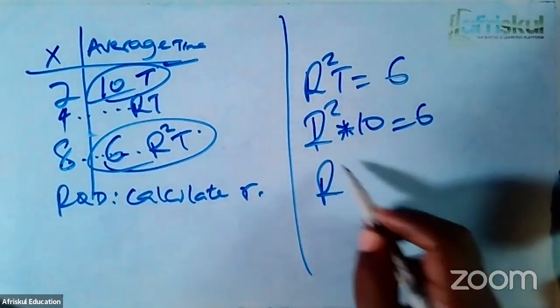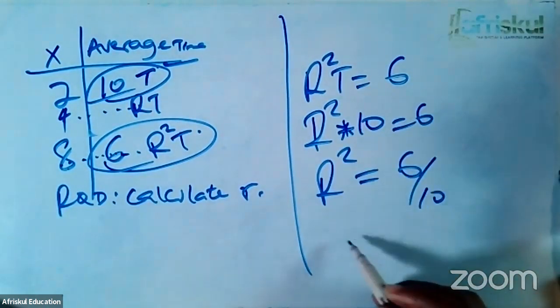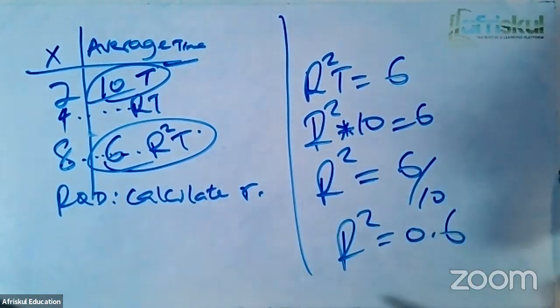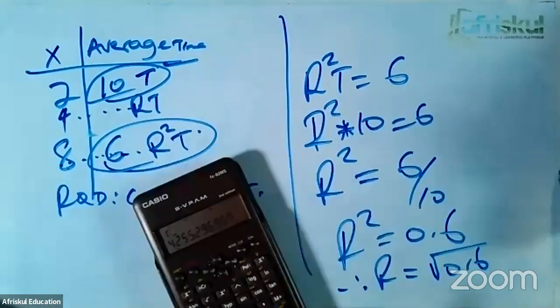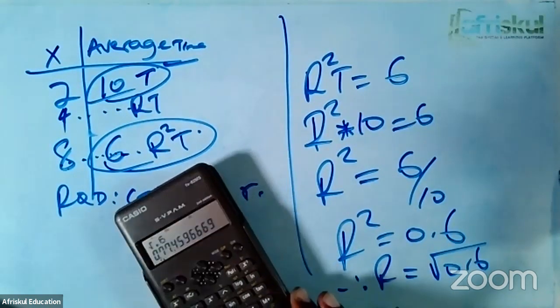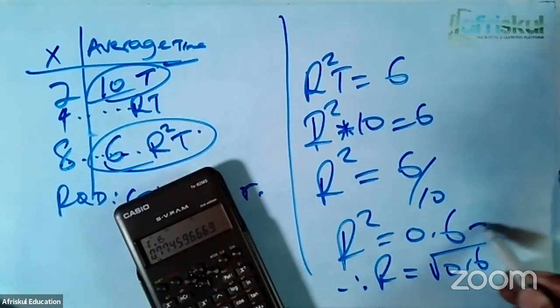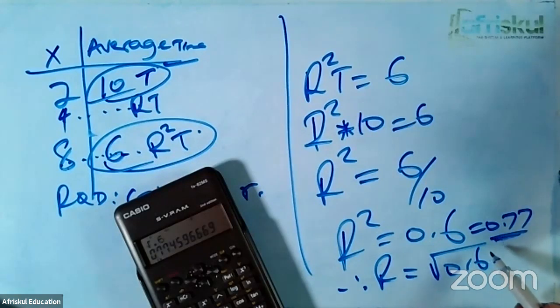Meaning that our R squared will be 6 out of 10. Our R squared will be 0.6. Therefore, our R will be the square root of 0.6, which will be equal to 0.77, which is the same as 77%.